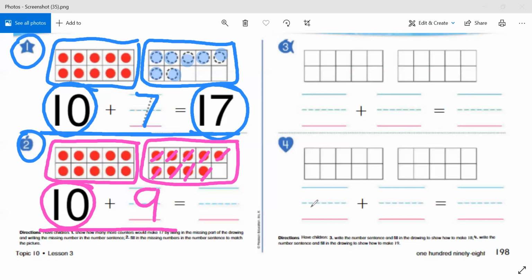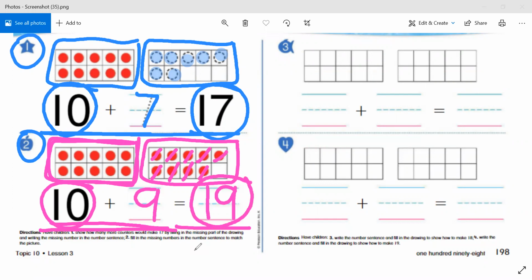We start with 10, so we say 10, and then we count from there. Let me erase this. So we start at 10, and then we start counting. 11, 12, 13, 14, 15, 16, 17, 18, 19. So we write 19. 10 plus 9 equals 19. 19 is the sum.